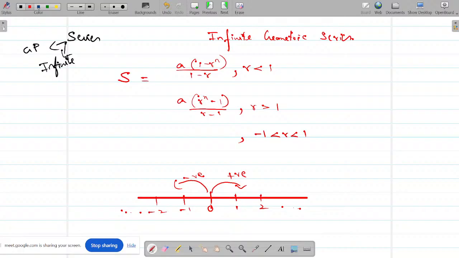The first two formulas are meant for what? Finite series only. You need not check where r lies. If it is r less than 1, you use the first formula. R greater than 1, you use the second formula, in the case of finite series. This third formula we are going to discuss in the case of infinite series.